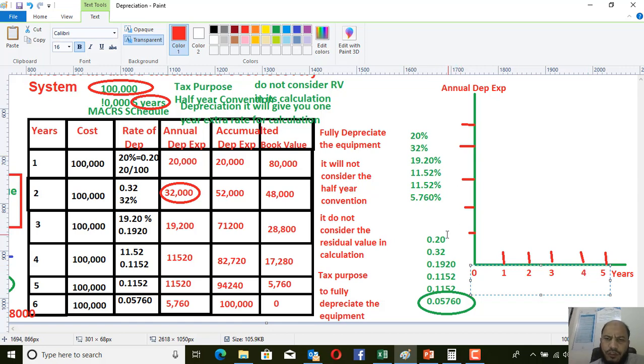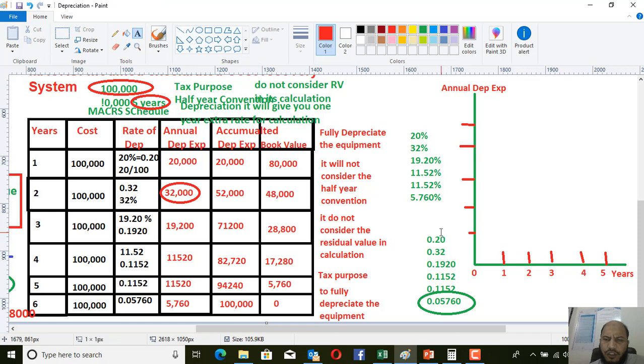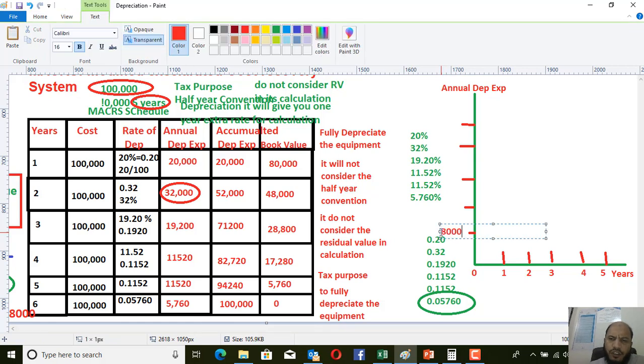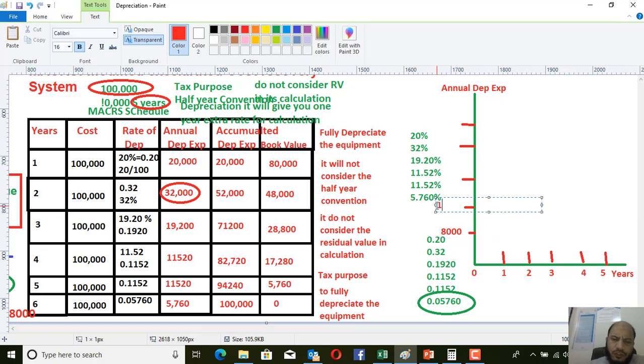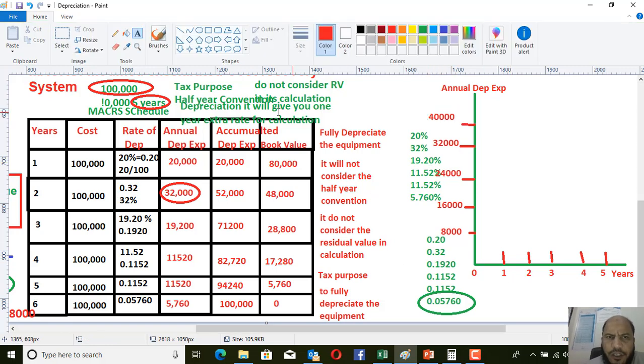Now, dear students, we will give the amounts here. Consider that each step has an 8,000 rupees difference. This is equal to 16,000. This is equal to 24,000, and this is equal to 32,000, and this is equal to 40,000.